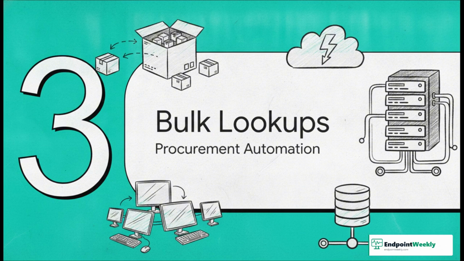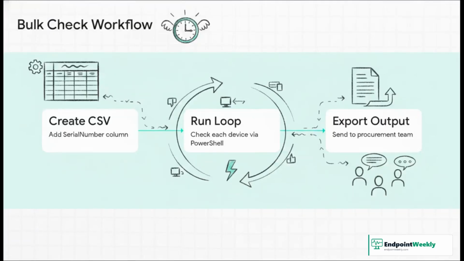This is where we automate those massive lists. This right here is the time-saving workflow we have been building towards. Imagine you take a spreadsheet directly from your procurement team. You save it as a CSV with a serial number column, then you run a quick PowerShell for each loop that just passes each serial through our graph command.